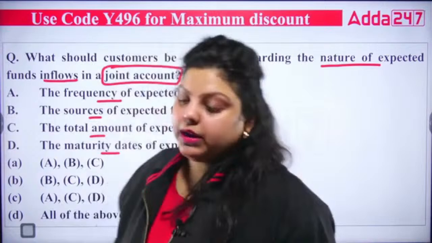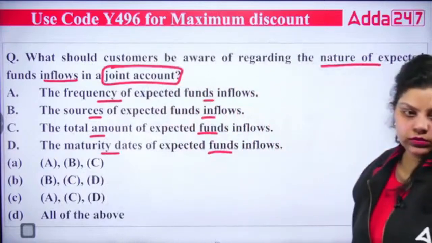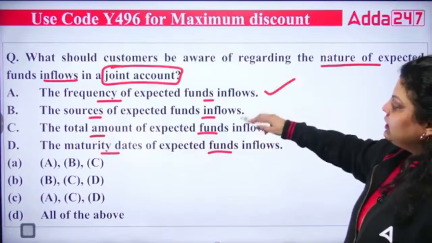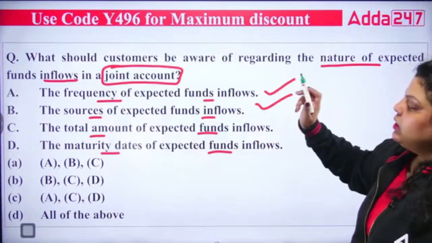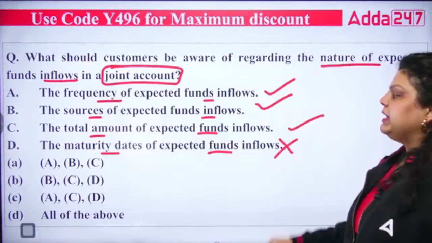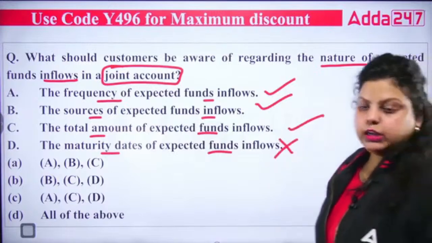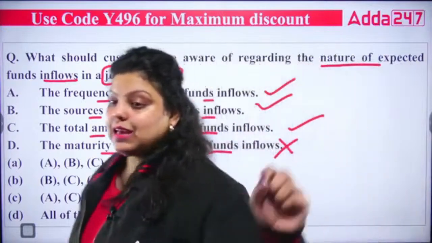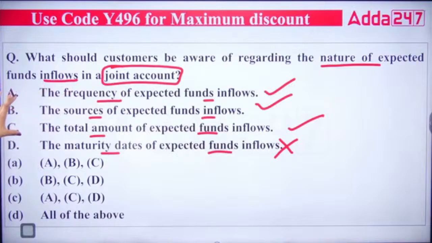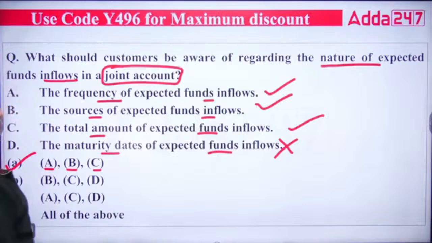The customer has to be aware of the frequency of expected funds inflow, the source of expected fund inflow, and the total amount of expected fund inflow, but not the maturity dates of the expected fund inflow. So the joint account holders have to be aware of all these three options. It means the right answer will be A, B and C, that is option A.